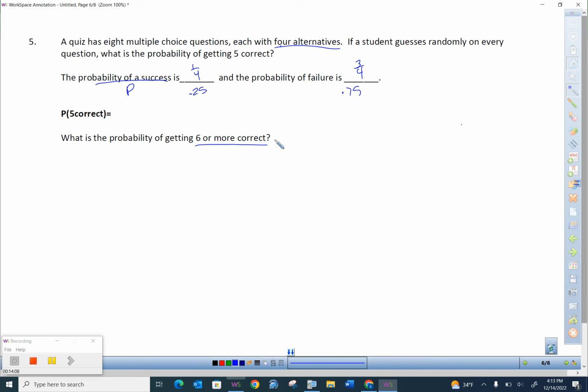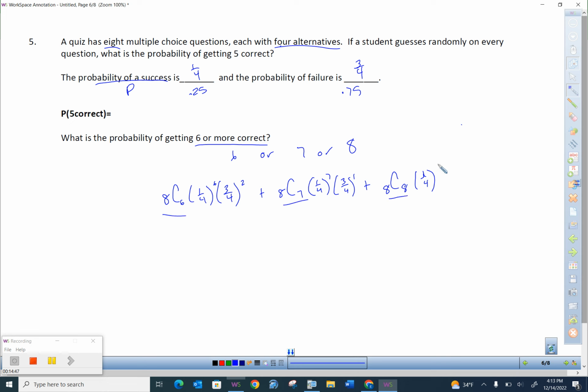So 6 or more correct would mean 6 or 7 or 8, because that's how many total questions we had. So for this one, you should have had an 8C6, and then 1/4 to the 6th power. There are 2 left over to get us to that total of 8. Then we're going to do the same thing with 7. So we're choosing 7 now, which means our power changes to 7. And then leftovers is only 1. And then the last one, 8 choose 8 is just 1. There's only one way to grab them all. But you can grab each of these from Pascal's triangle to save you a little bit of time typing this in.